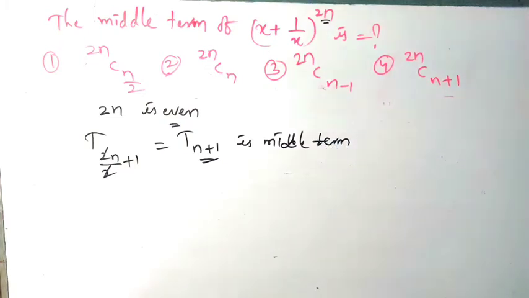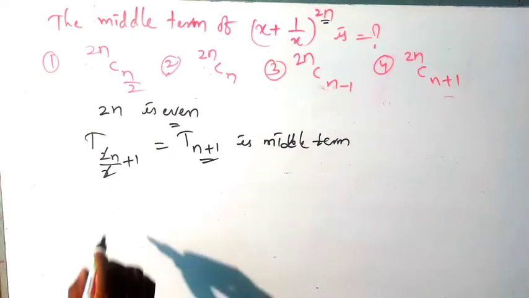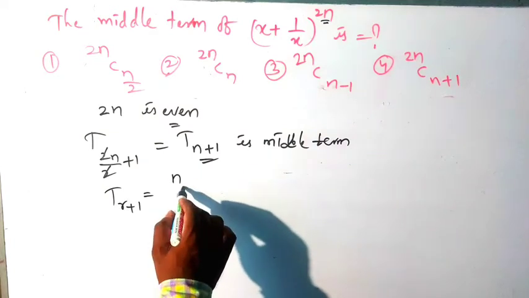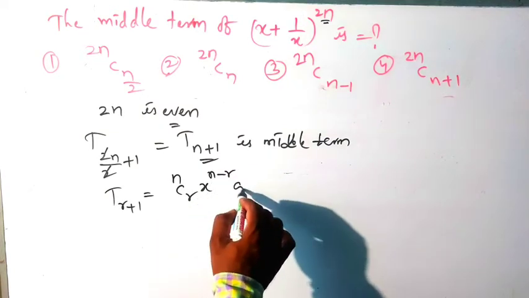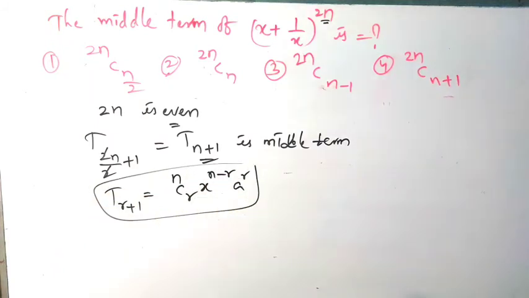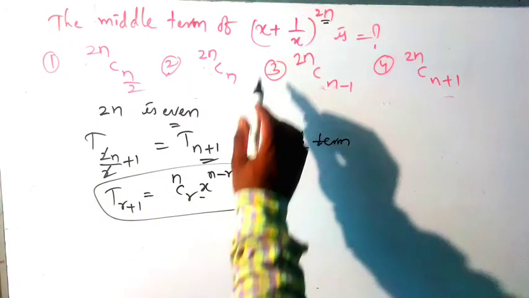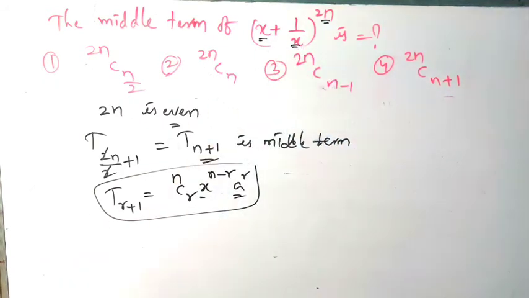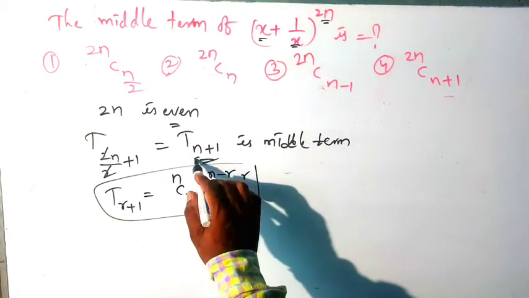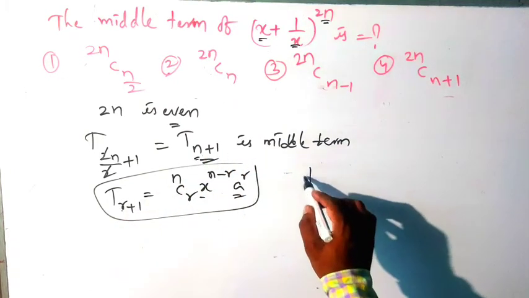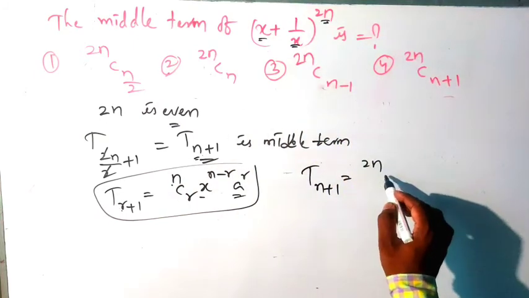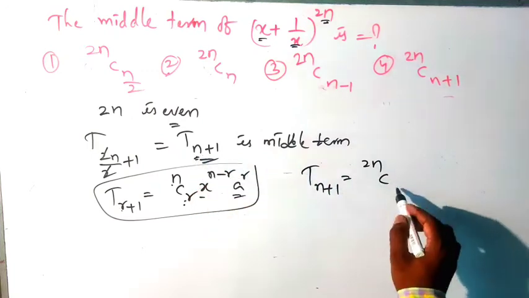Clear? So we find t(n+1). How to write t(n+1)? See here, the general term of the given expansion is t(r+1) equals nCr x to the power of (n minus r) times a to the power of r. Here in place of x it is x as it is, and in place of a it is 1/x. So we find t(n+1), where r is replaced by n, so t(n+1) equals 2nCn.